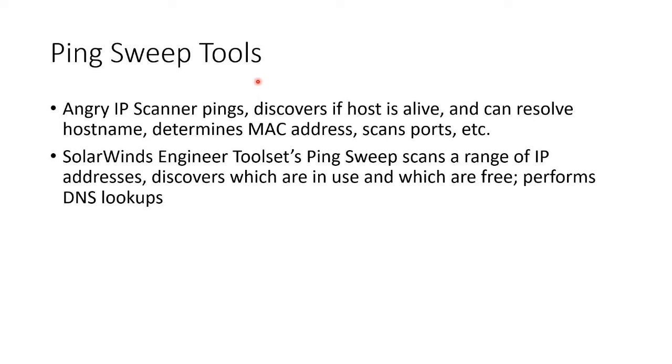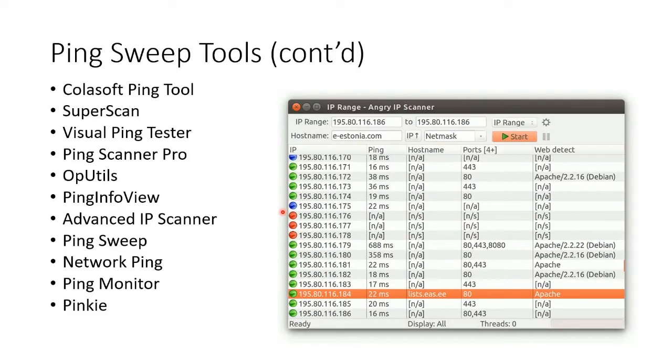Now, if you want to try ping sweeping, there are plenty of tools. Angry IP Scanner will ping. It will discover if hosts are alive. It will try to resolve its name. It'll discover its MAC addresses. It'll try to scan ports. There's also a more sophisticated tool called SolarWinds Engineer Toolset Ping Sweep. It'll scan a range of IPs and discover which ones are in use and which ones are free, and do DNS lookups. So here is just an example of what Angry IP Scanner looks like.